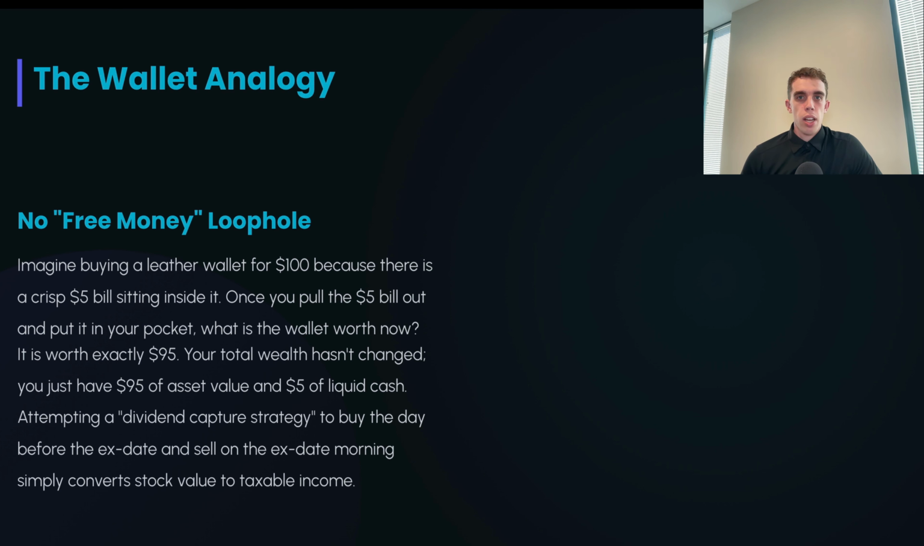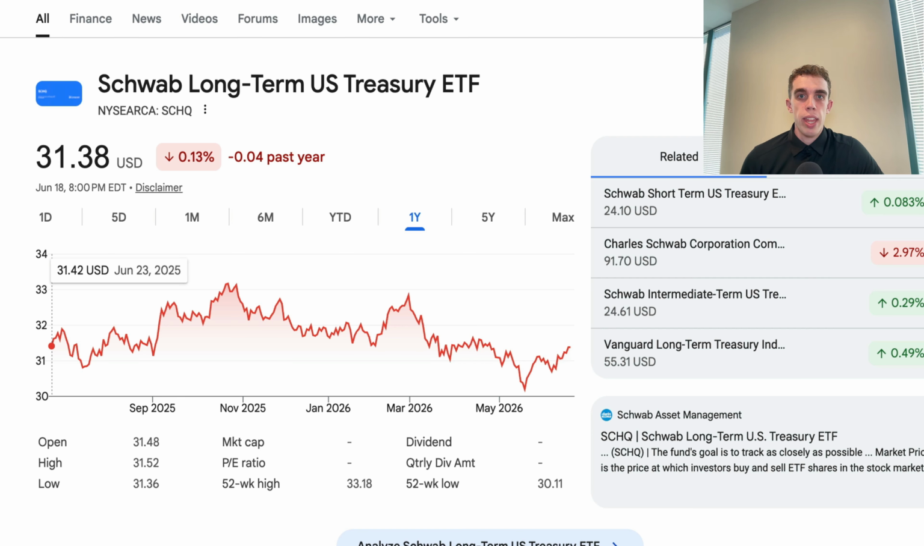Now this is kind of just another analogy to show why you can't cheat the system. Buying the stock immediately before the ex-dividend for say $100 and then selling it instantly for $100, the price is going to drop immediately on that ex-dividend date, preventing people from doing this. So let's look at what this looks like with a real stock.